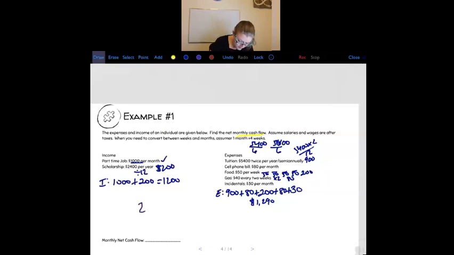So when we're looking at our cash flow here, it's always income minus expenses. How much you made minus how much you spent, which would be 1,200 minus 1,290. So this person has a negative monthly cash flow. All that means is that their expenses were more than what they made. Well, it's not necessarily okay because maybe they shouldn't be making those financial choices, but cash flow can be negative, and that's why.